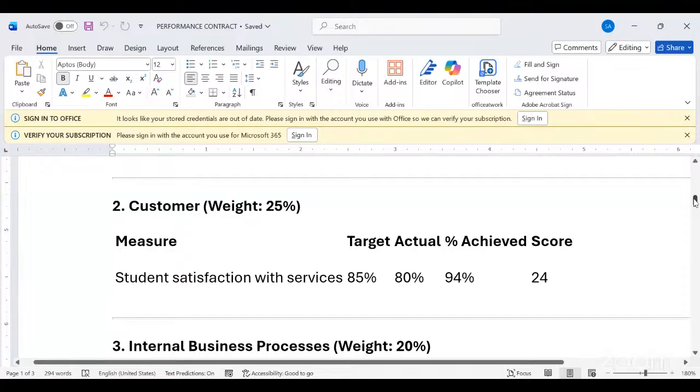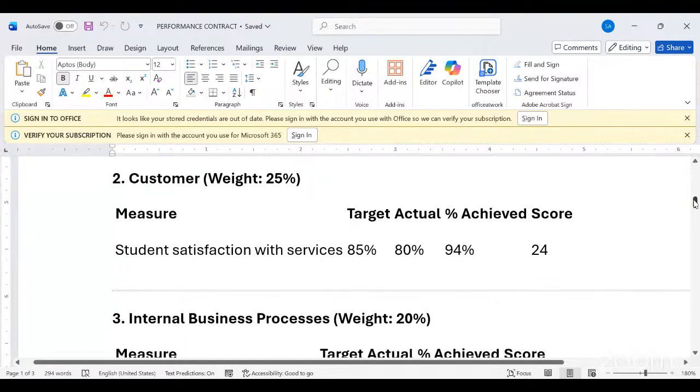And just as I mentioned before, when the target is set as a manager, you have to ensure that there's a way of determining if the employee has met that target. So if in this case you are setting a target for student satisfaction, how will you know that the students are satisfied? Maybe you will conduct a survey and then review the responses submitted by students to determine if the employee has met the target.